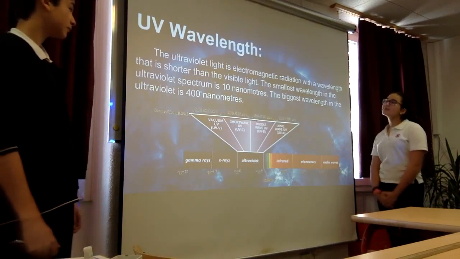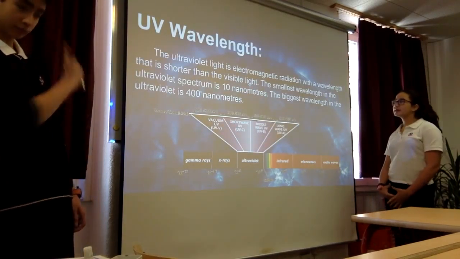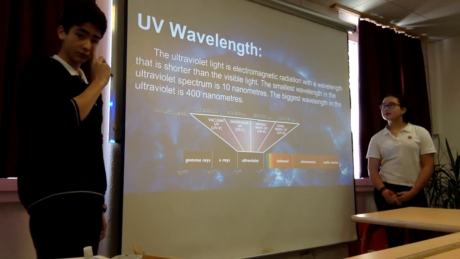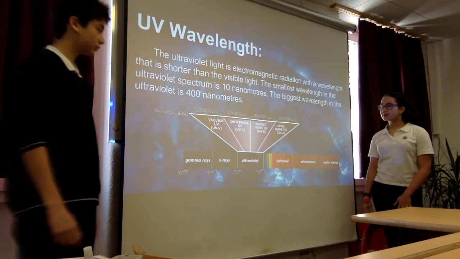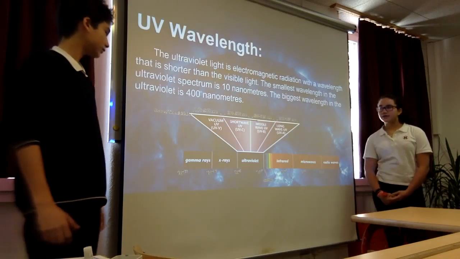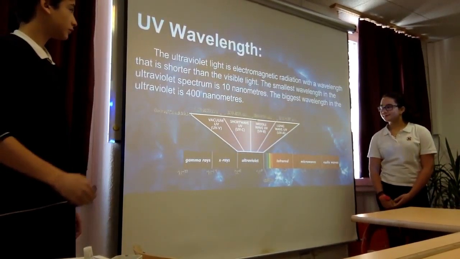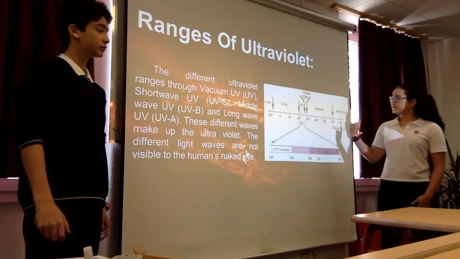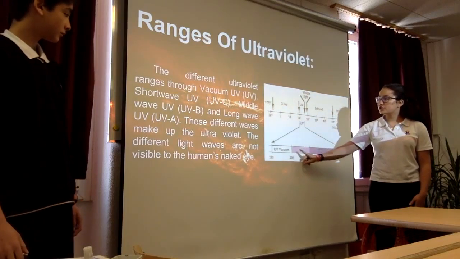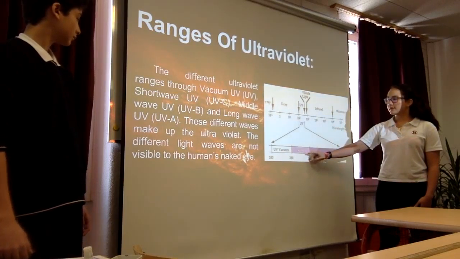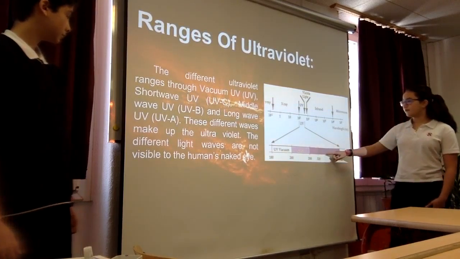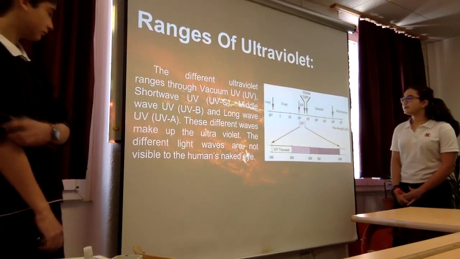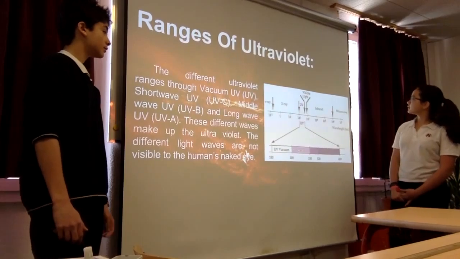The UV wavelength. Ultraviolet light is electromagnetic radiation with a wavelength that is shorter than visible light. The smallest wavelength in the ultraviolet spectrum is 10 nanometers, and the biggest wavelength in the ultraviolet is 400 nanometers. The ranges of ultraviolet are vacuum, that's the smallest, then short wave, then medium, then long wave. These different waves make up the ultraviolet. The different light waves are not visible to the human skin.